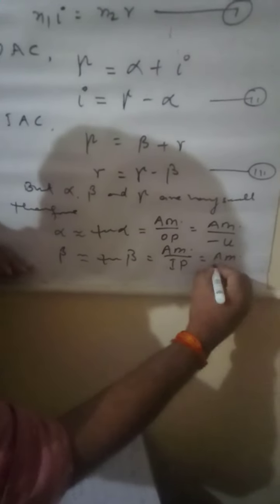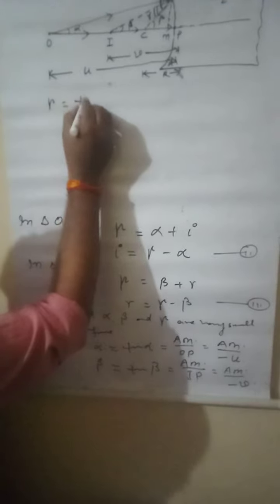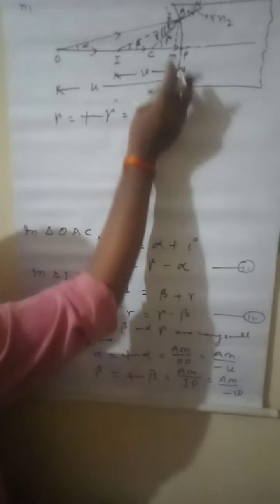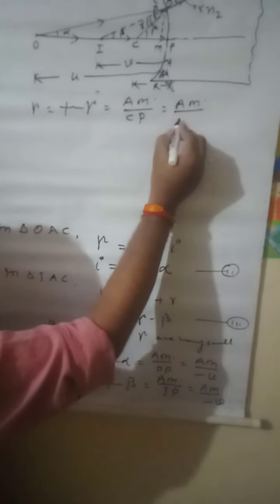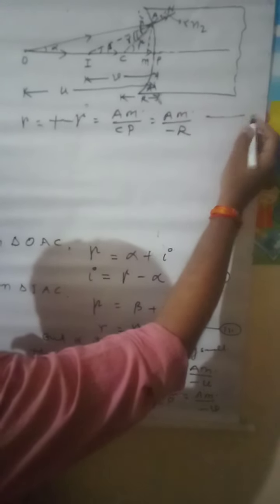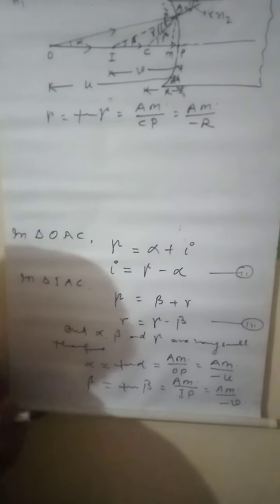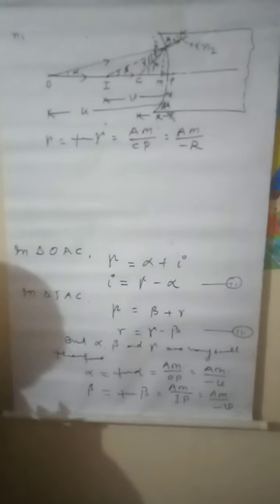Similarly, beta is almost equal to tan beta equal to AM by IP, equal to AM by minus v, and gamma is almost equal to tan gamma equal to AM by CP, that is AM by minus R. Using alpha, beta and gamma from these three equations, we may get i and r.